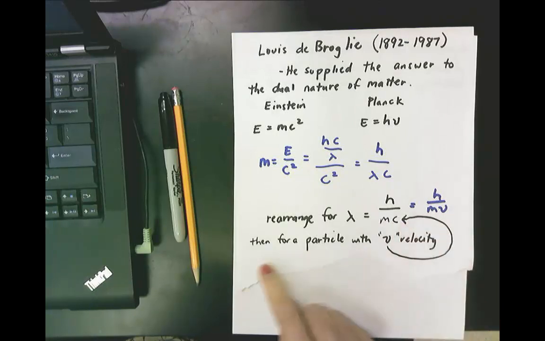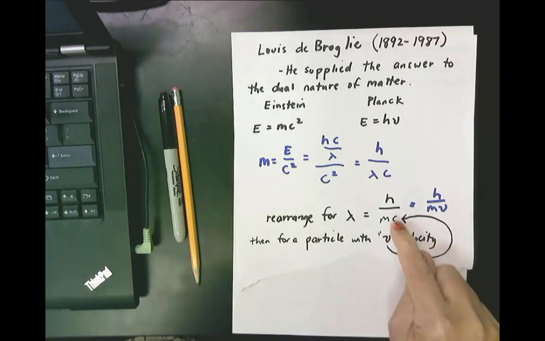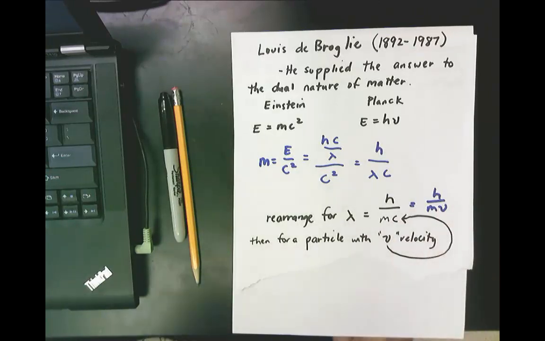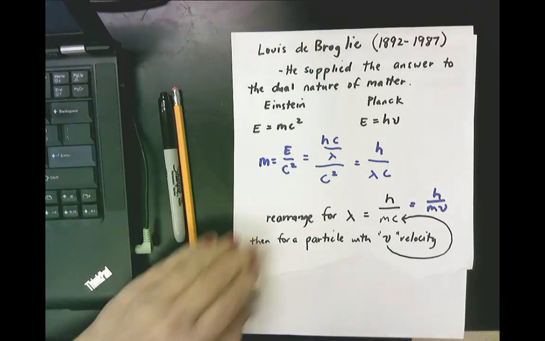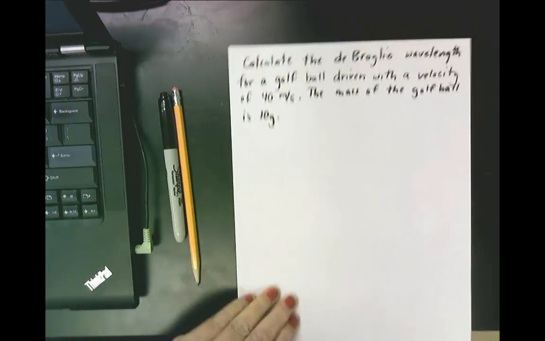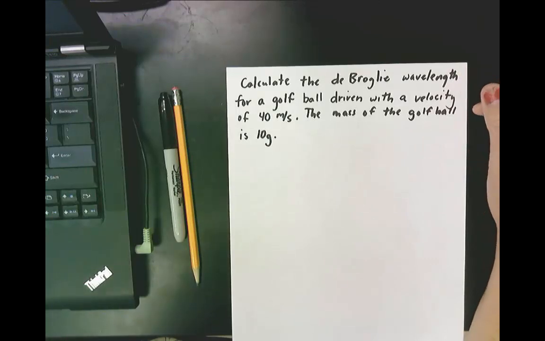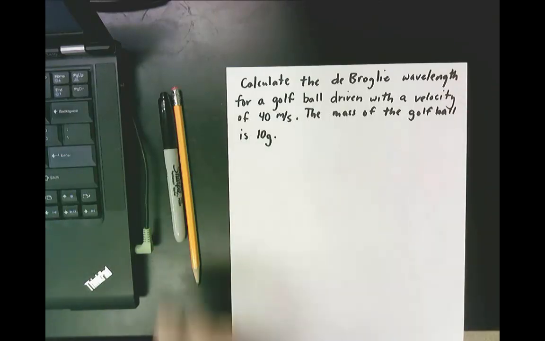And then if we use a particle with velocity not at the speed of light, so at some velocity, we can calculate the wavelength for that. And so here's a typical de Broglie equation type problem. Okay, so we're talking about a golf ball. So we're looking to see if we can calculate the wavelength of a golf ball driven with a velocity of 40 meters per second, and the mass of the golf ball is 10 grams.